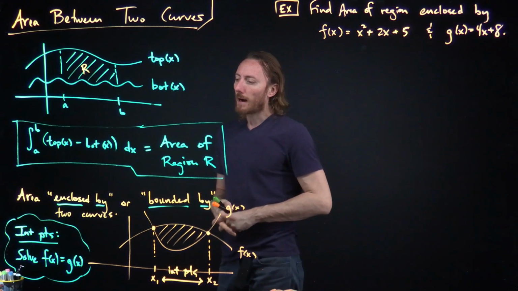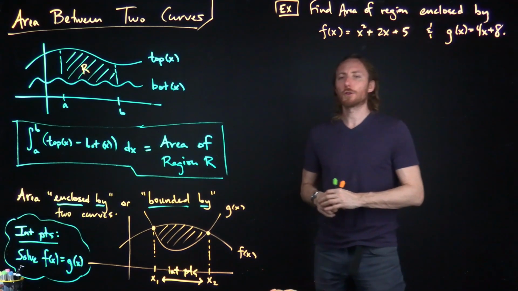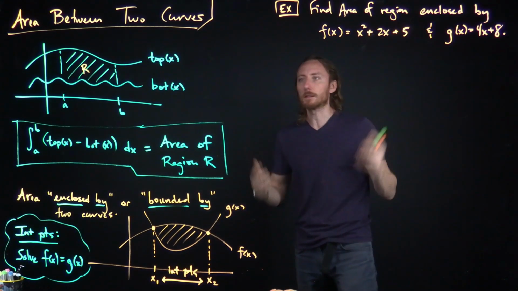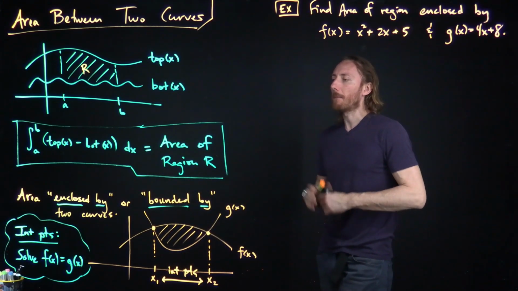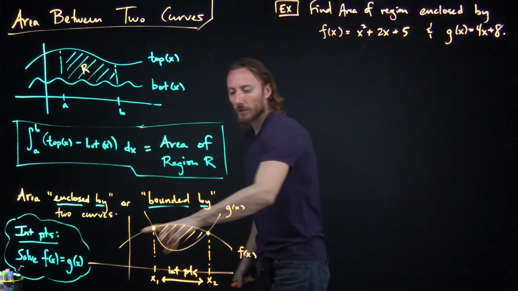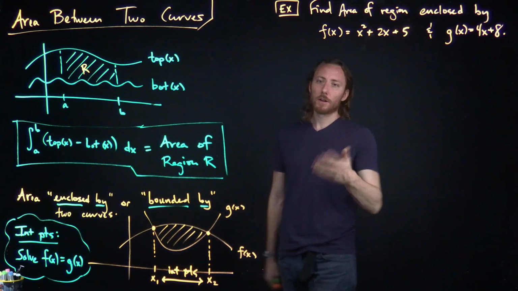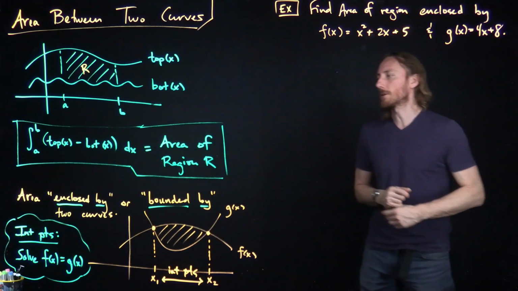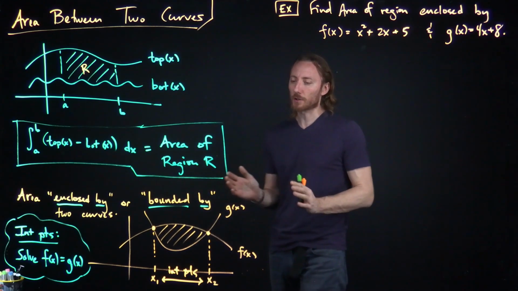Now, to take this one step further, one thing that you will certainly see, and in fact we'll definitely see here in an example, is what we call the area enclosed by or the area bounded by two curves. So here's a picture of just a function f and a function g, and I've denoted through shading the region that's enclosed by. The region that's enclosed by is the area that lies between the two intersection points.